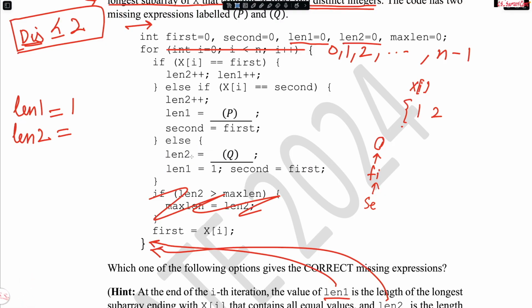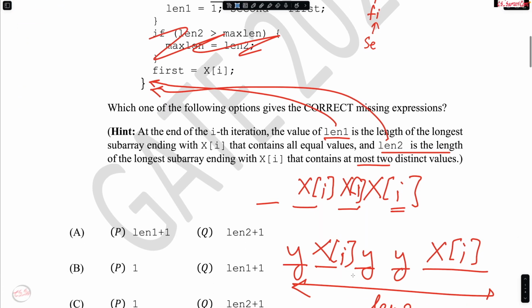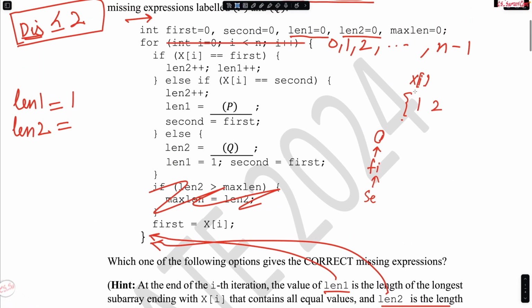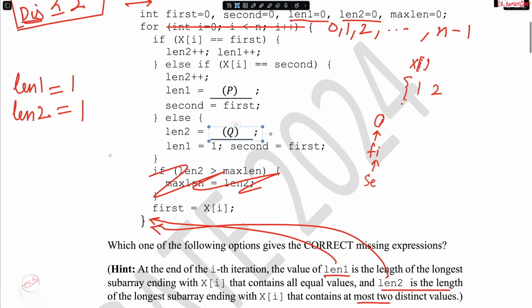Now len2. Len2 is going to hold the value of what? There are no preceding xi, nor a secondary value being y. So there are no such preceding elements. So its length is also going to be equal to 1. Now q must give the value of 1 at the initial iteration, right? So we get a value of q which is equal to 1. Now don't rush yourself. It only gives 1 at the initial iteration, right?